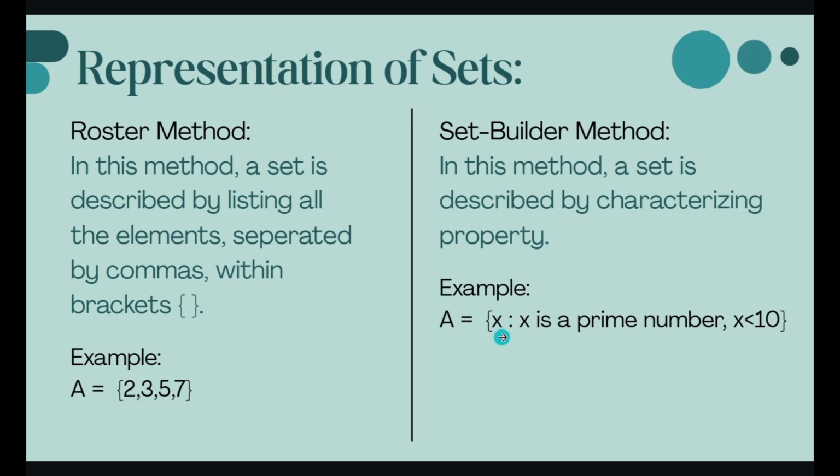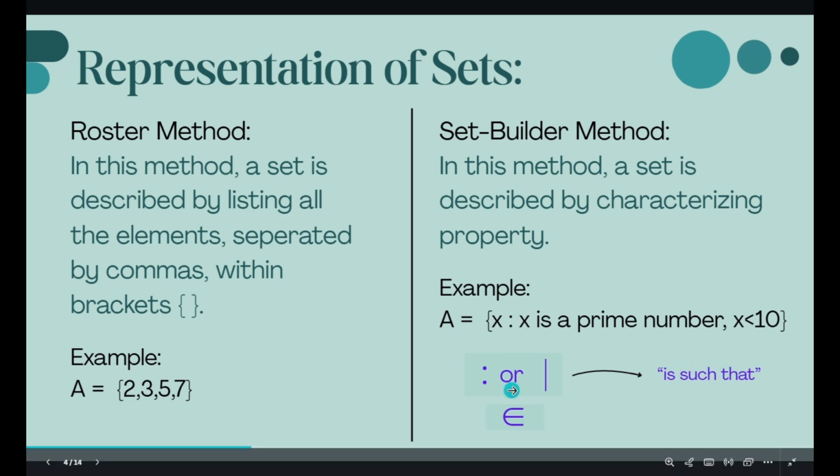We mentioned x is such that x is a prime number, which means that the value could be from 2, 3, 5, 7 and so on. And we also mentioned that x is less than 10. So the prime numbers which are less than 10 are only 2, 3, 5 and 7. If we see the symbols such as colon or pole, if we want to use, they mean is such that. And the Greek symbol epsilon means belongs to.